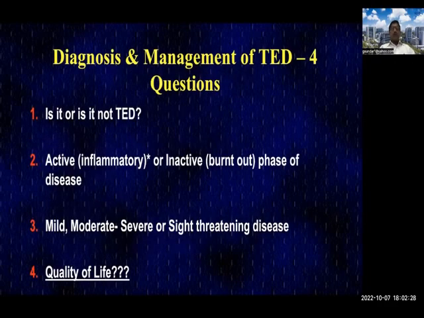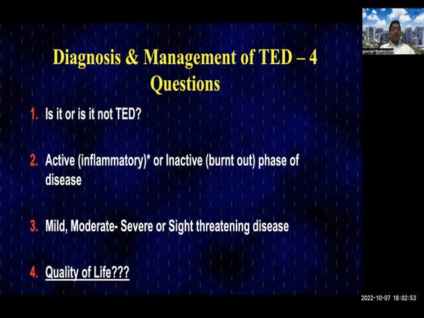In the diagnosis and management of thyroid eye disease, we always talk about the four questions. The first question is always, is it or is it not thyroid eye disease? Is it the active inflammatory phase of the disease where immunomodulating agents may have a role, versus inactive disease where we are already conservatively managing them or doing rehabilitative work? Is it, in terms of severity, mild, moderate to severe, or sight-threatening disease?